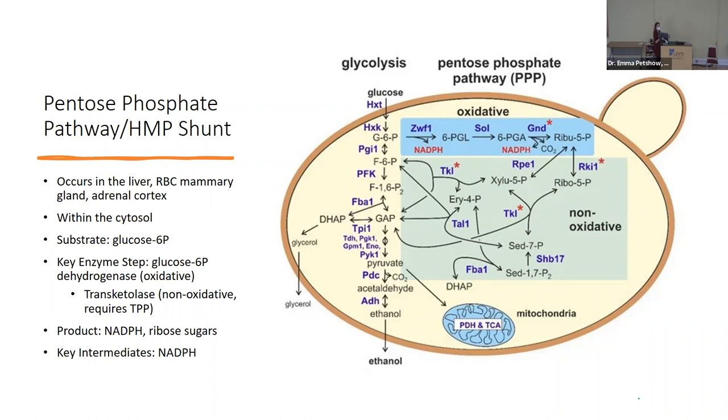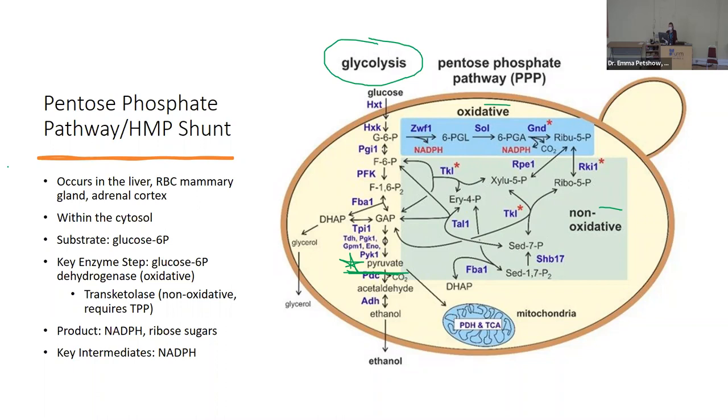So what you have here in this process is glycolysis on the left side, going from glucose all the way down to pyruvate. You then have alcoholic respiration, going down to ethanol, but pyruvate here is our normal glycolysis end. Then we have this pentose phosphate pathway over here, shown on this side, with an oxidative and non-oxidative section. The pentose phosphate pathway occurs in our liver, our red blood cells, the mammary glands, and the adrenal cortex. These are the main areas where it occurs. It happens within the cytosol, which is helpful.